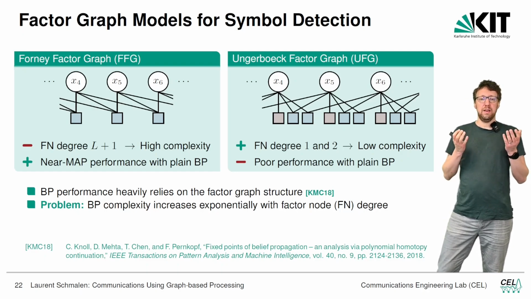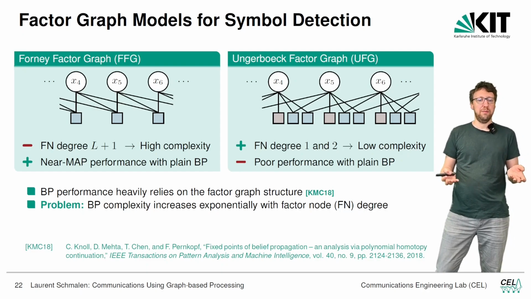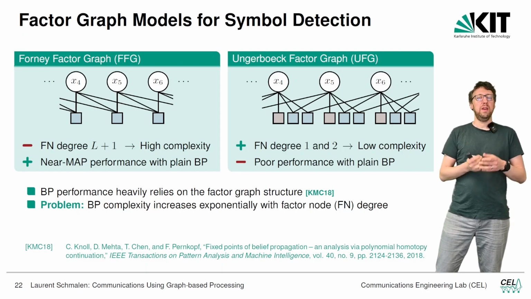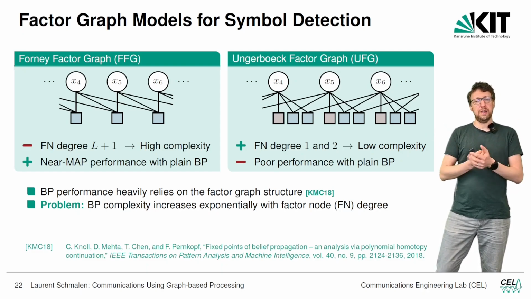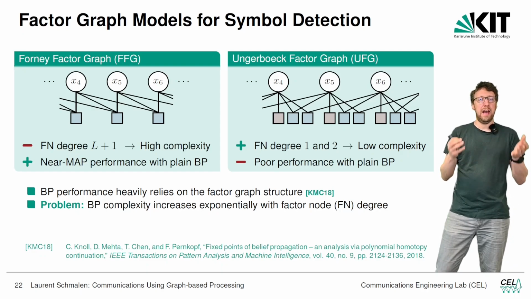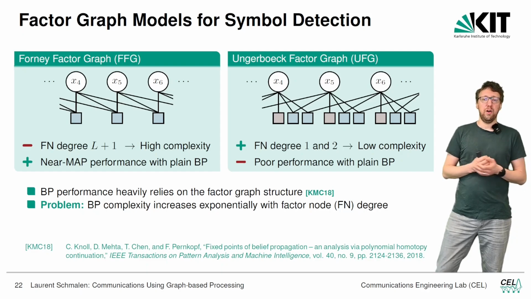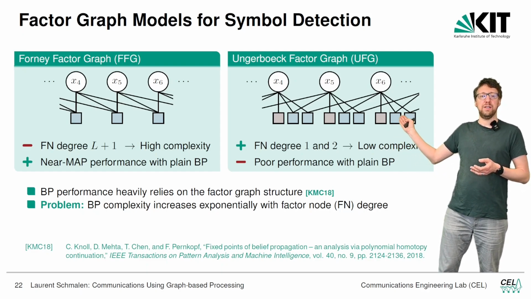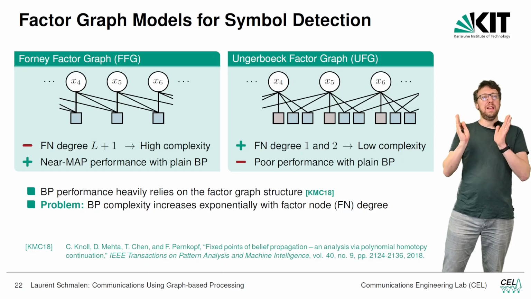So the performance heavily relies on the vector graph structure. This is something we can summarize. This is also something that has been noted in the literature. We have different ways of representing a factorization, different vector graphs. Performance of BP heavily depends on how this vector graph looks. And unfortunately, the factor node degree, so the number of edges connected to the factor nodes, here it's 2, determines the complexity. So we don't want too many connections.